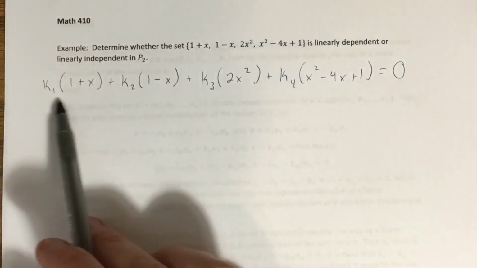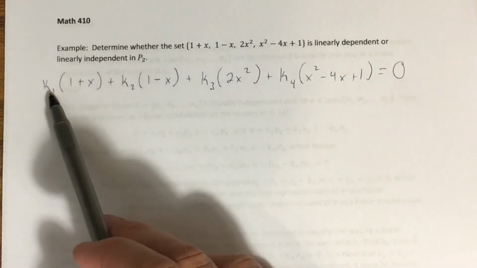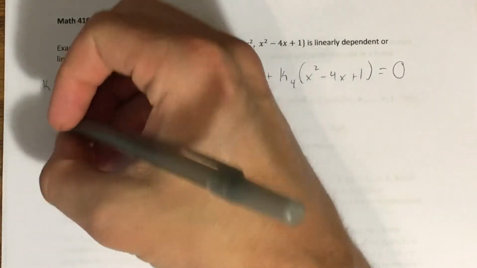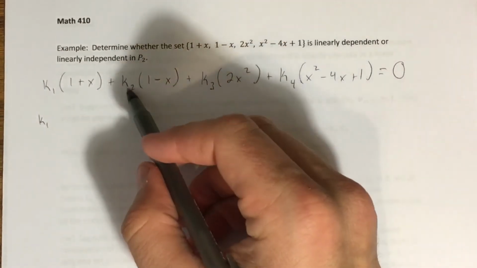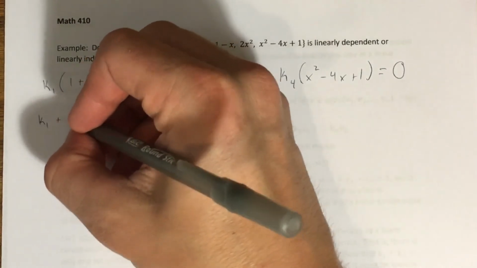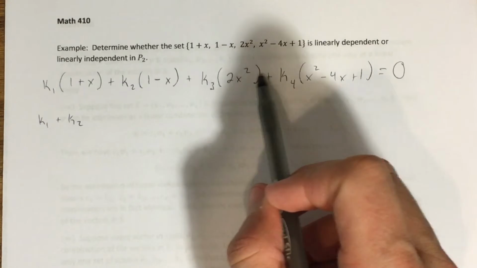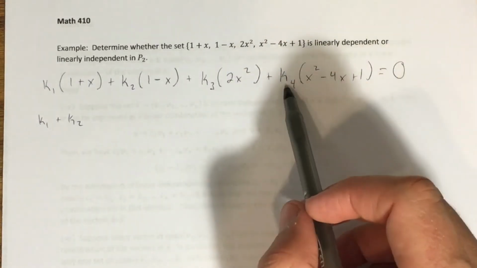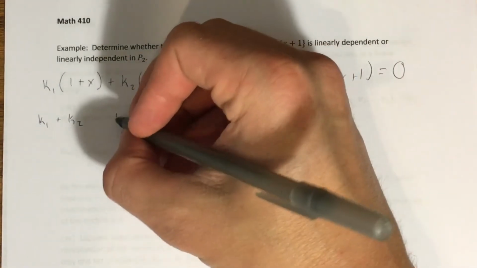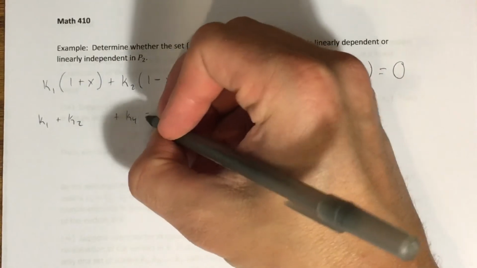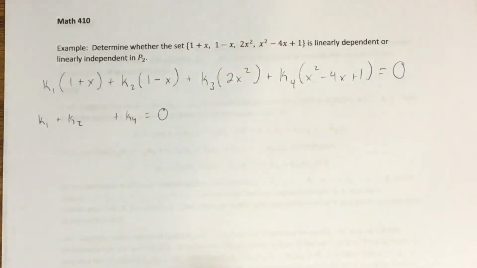Notice if I were to try and simplify this side, multiply k1 times 1, which is k1, plus k2 times 1, which is k2. This k3 isn't being multiplied to any constant here. And then k4 times 1, that would be plus k4. And I want that to equal 0, because 0 is the constant term over here.